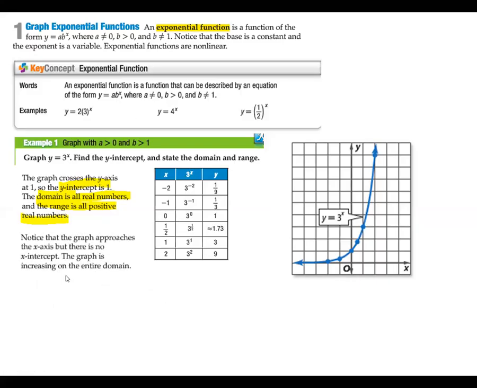Notice that the graph approaches the x-axis, like it levels off at the x-axis, but it actually never touches it. So there's not going to be an x-intercept. And if you look at the graph, remember we read graphs from left to right, just like you read a book, and the graph is always going up. It starts off going up slow, and then as you move across, it gets steeper.